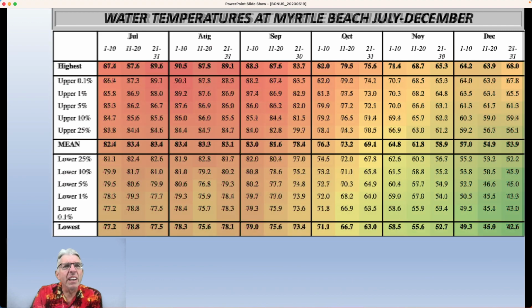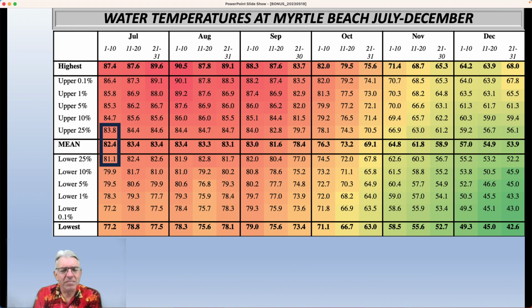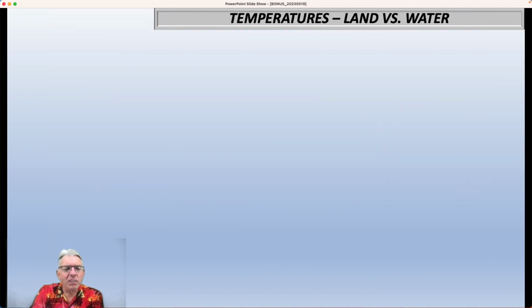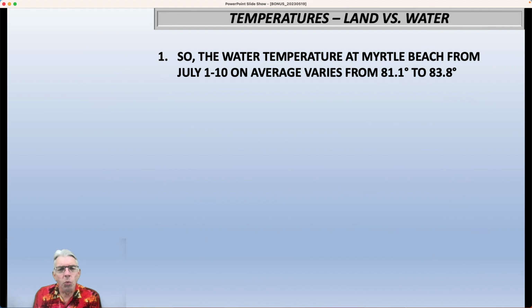Now, let's move on ahead to July through December, and I'm going to highlight this period from July 1 to July 10. And again, if you take a look at that 25th to 75th percentile, it goes from 81.1 to 83.8, okay? So just sort of keep that in the back of your mind. So now let's take a look at temperatures, land versus water.